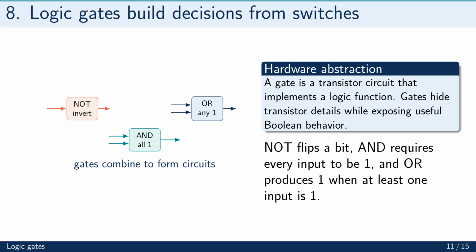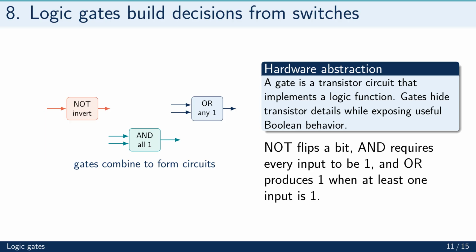Logic gates show how physical switches become useful decisions. A gate is a circuit built from transistors that implements a Boolean function. The NOT gate reverses its single input, a 1 becomes 0 and a 0 becomes 1. The AND gate produces 1 only when both inputs are 1. The OR gate produces 1 when at least one input is 1.